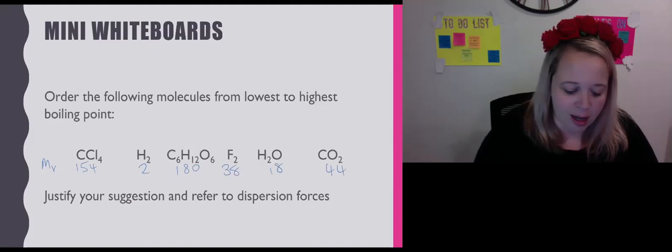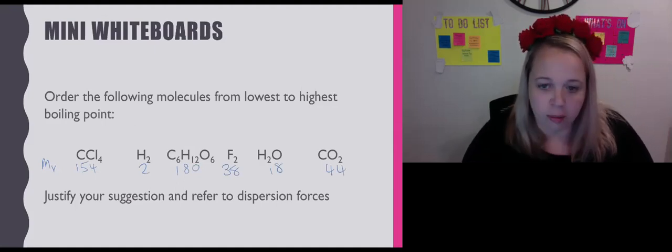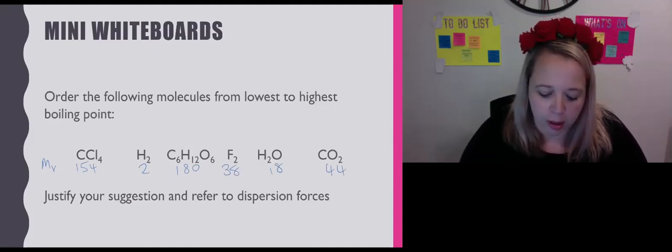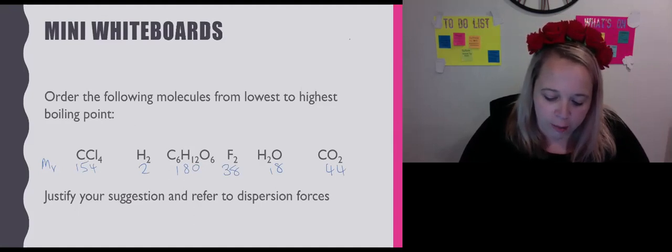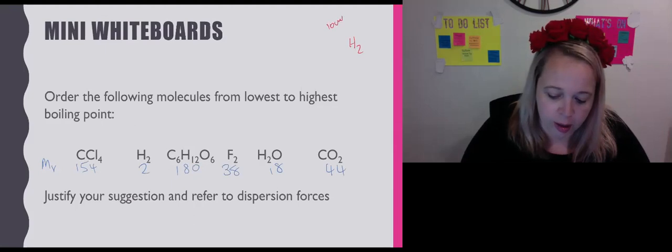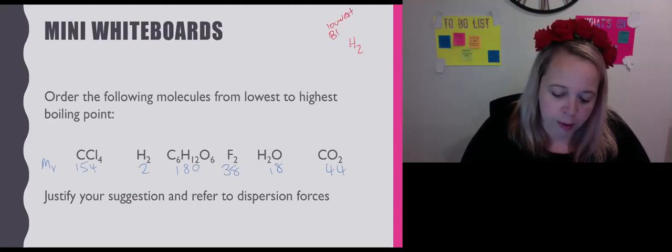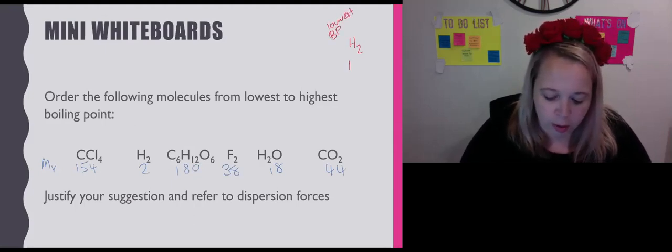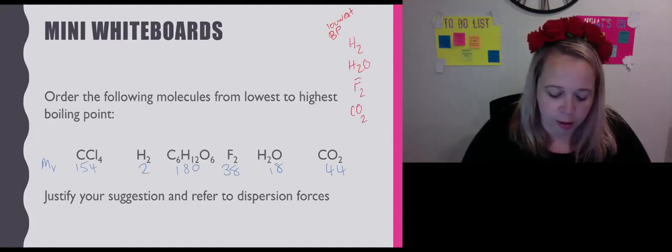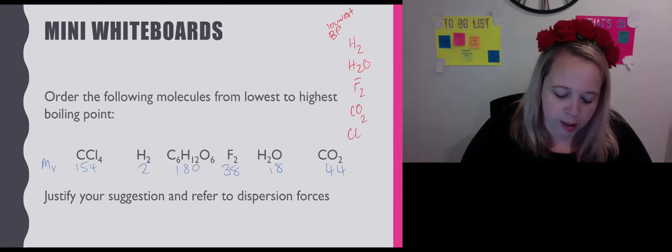The next thing is we're going to order them from biggest to smallest. So let's see. H2 should have the lowest boiling point because it's the smallest, followed by H2O, followed by F2, followed by CO2, followed by CCl4, followed by C6H12O6.